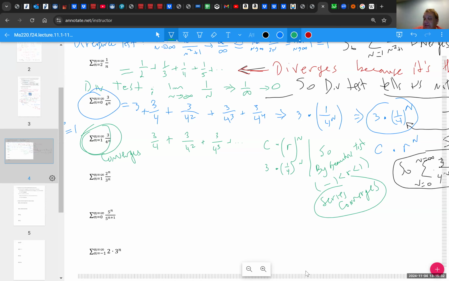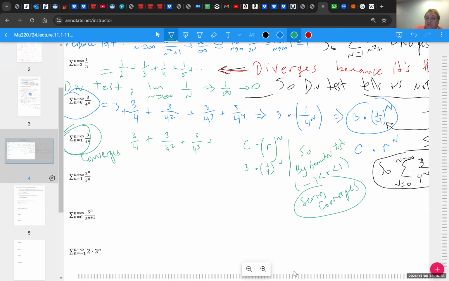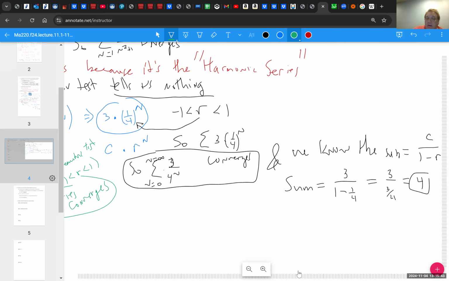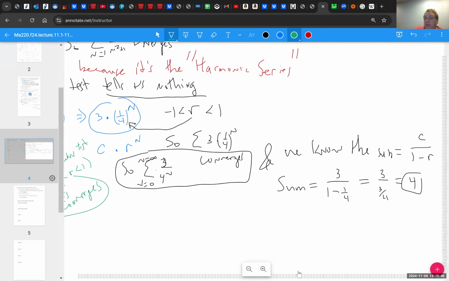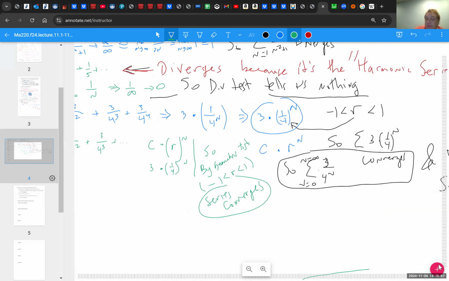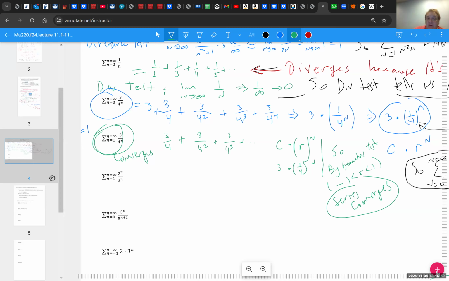The reason why I did this really was to talk about the sum. Remember, we talked about the sum being like C over 1 minus R. And in the last one, we got C over 1 minus R was equal to 3 over 1 minus 1/4 or equal to 4, right? So does this sum, because it's the same pattern, it's still C over 1 minus R, it's still 3 over 1 minus 1/4, this is also equal to 4? And the answer is no.